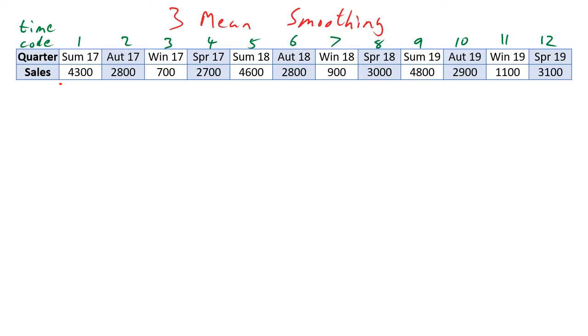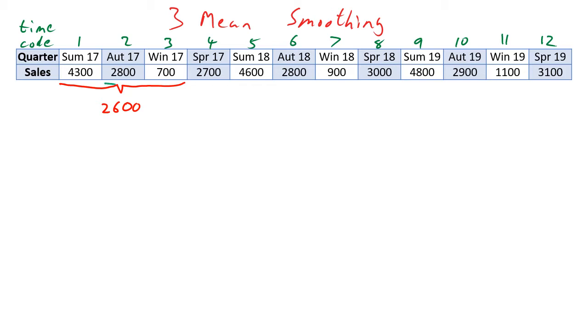So we start with these three numbers and average them, and if you do that, you get 2,600. So 4,300 plus 2,800 plus 700 divided by 3 is 2,600. Hopefully you know how to do that by now. Then we move it, so we forget about the first one. You notice there's no data point here because you can't make a 3 like that, as there's no number here. So you do get a bit of loss with this data.